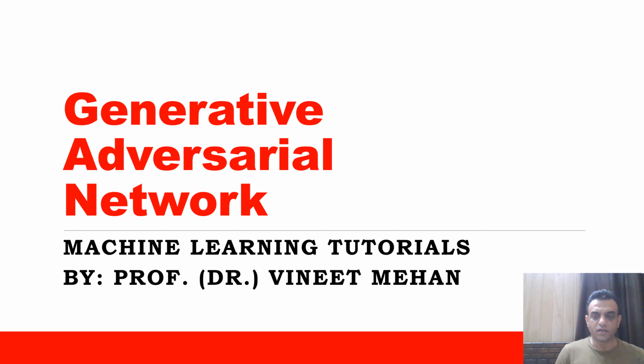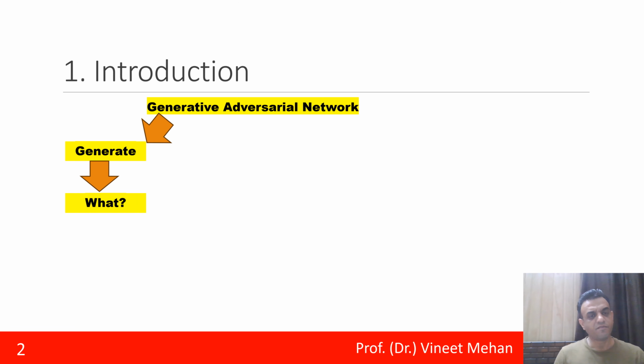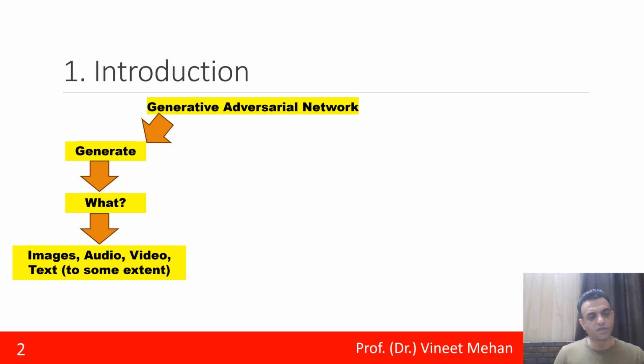So we'll be starting with this topic, that is generative adversarial network. Now first of all, this name, that is generative adversarial network, the first term is generative. So generative means to generate. Now what are we supposed to generate? We are supposed to generate images, audio, video and text also to some extent.